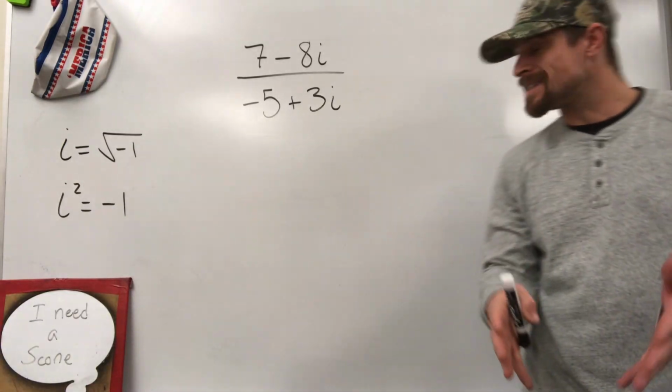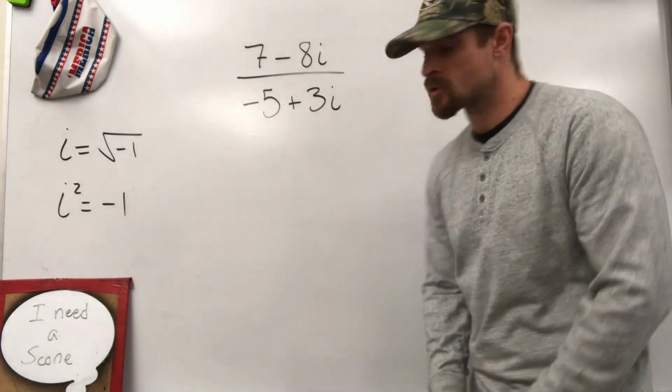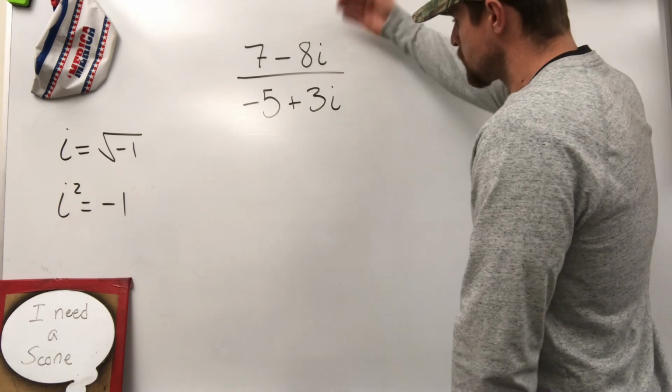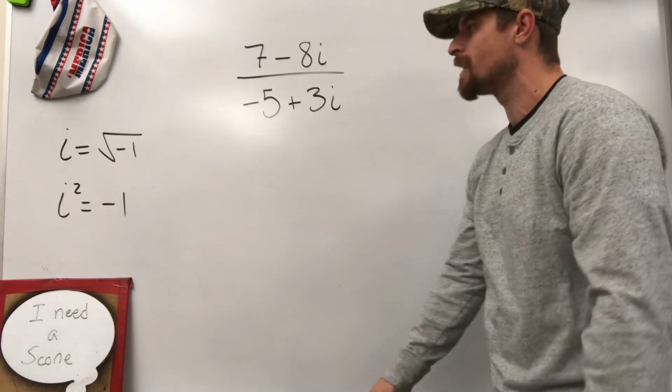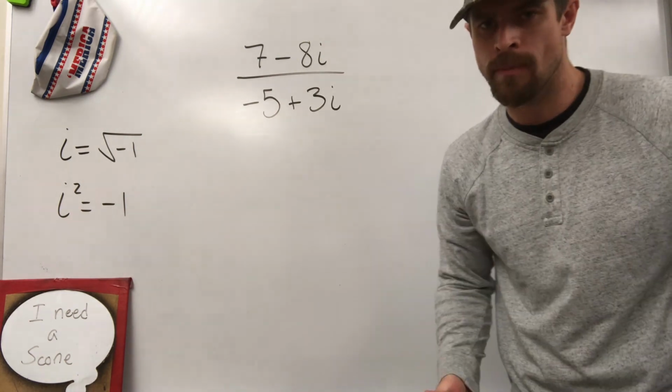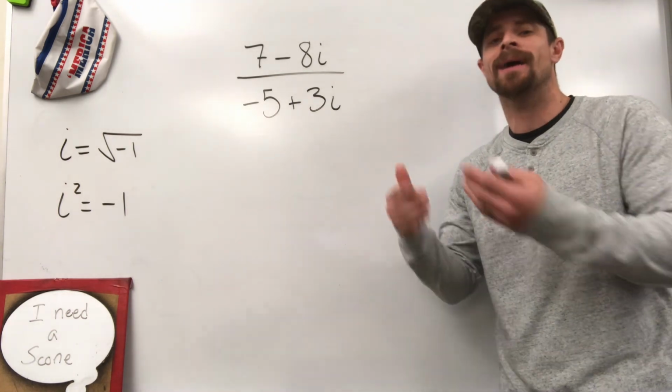All right, in this video, I'm gonna teach you how to divide complex numbers. So we got a numerator, which is a complex number, and a denominator, which is a complex number, and we need to divide them. So how do we go about it? Let's start by multiplying by one.